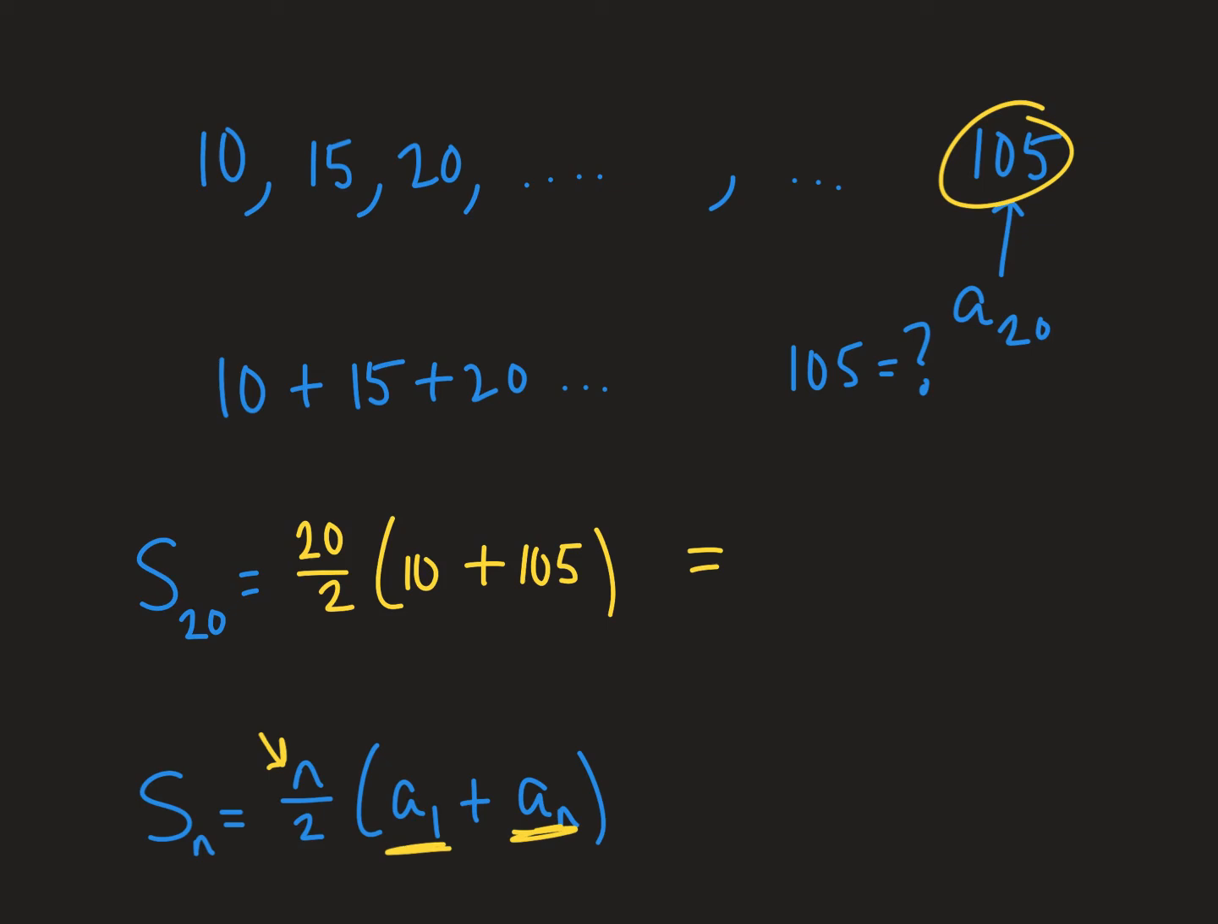The 20 over 2 is 10. In the parentheses, 10 plus 105 is 115. And 10 times 115, we'll just throw a 0 on the end. So on those first 20 days, you would have done a total of 1,150 push-ups.